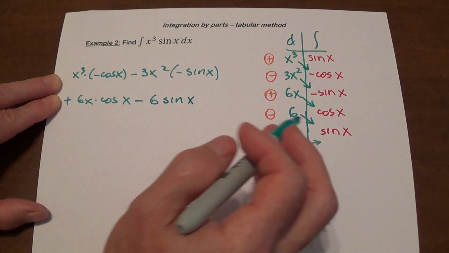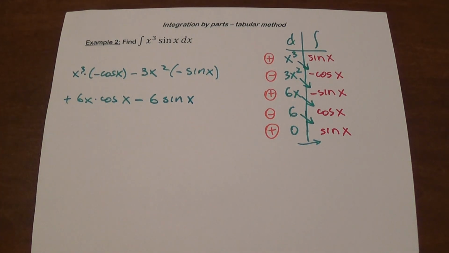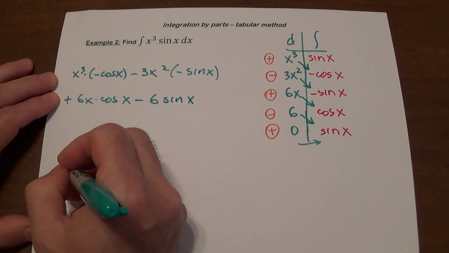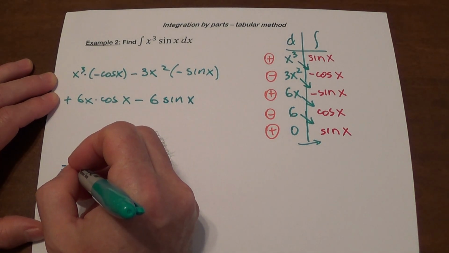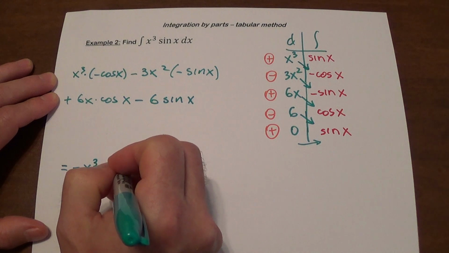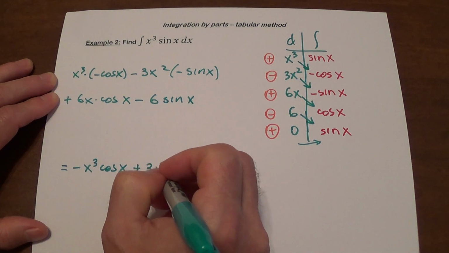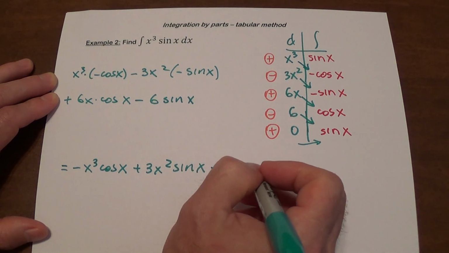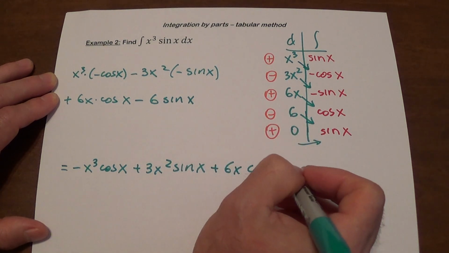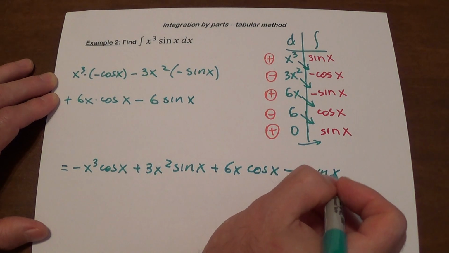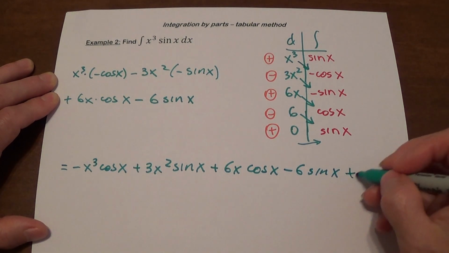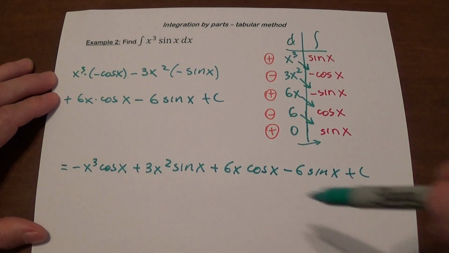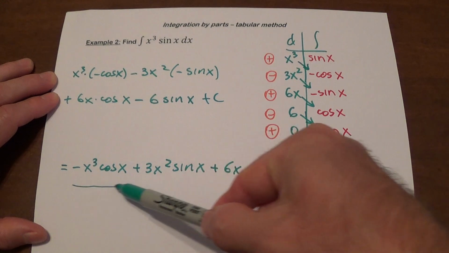and 0 here indicates that the whole thing is going to be 0 and you do not need anything else here. Let's just rewrite that in a nicer form. So it's going to be negative x cubed cosine x plus 3x squared sine x plus 6x cosine x minus 6 sine x, and of course plus c. I should have put plus c here as well. All right, that is going to be the answer here.